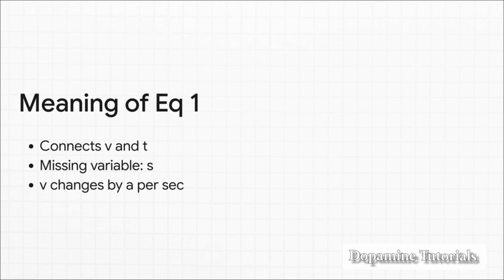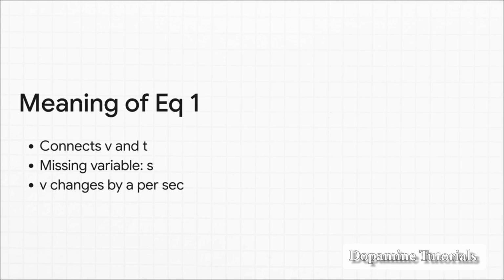This equation perfectly connects velocity and time, but the missing variable? Displacement. It's S. It completely ignores where the object actually is. Physically, it's just telling us that every single second, the velocity changes by an amount equal to A.